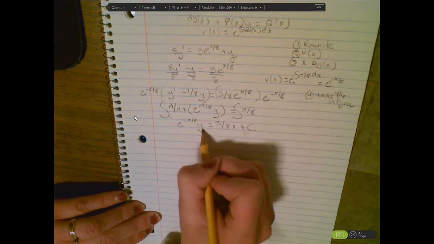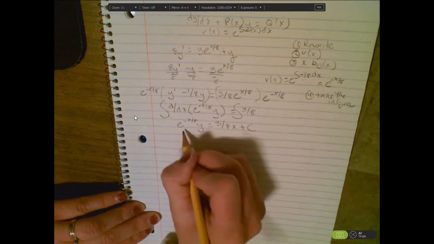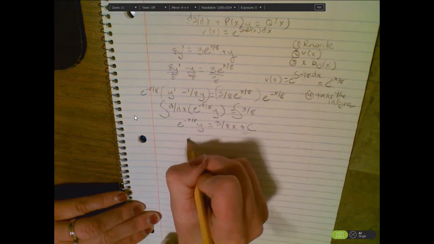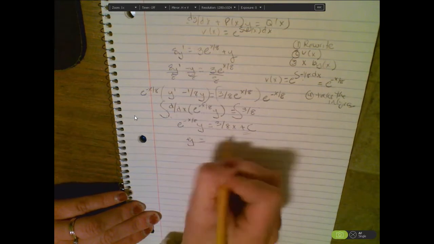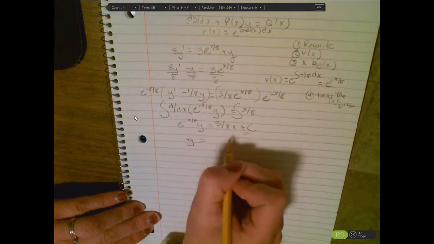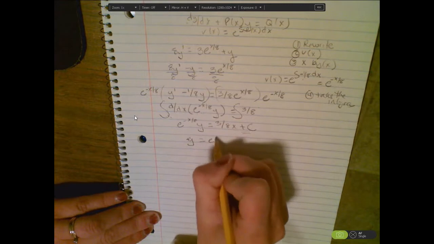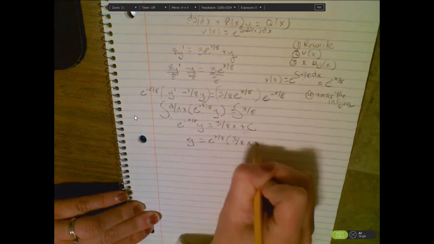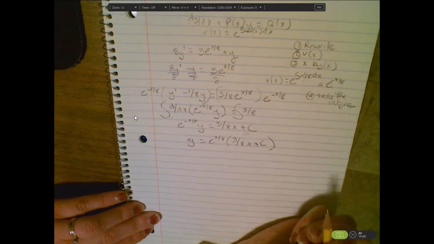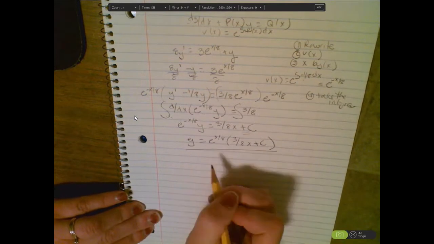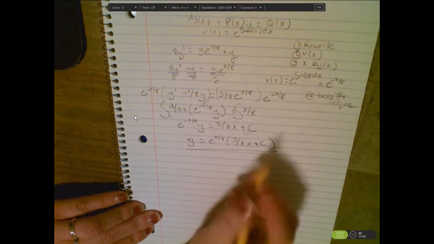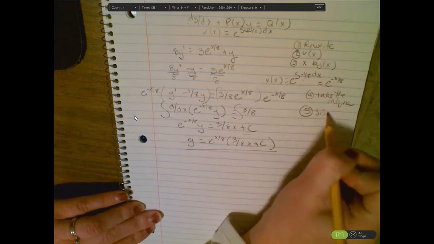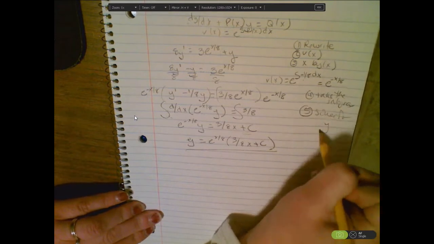Now we want to solve for y, so all we're going to do is divide both sides by e to the negative x over 8. Dividing by that, I can actually just bring it up to the top as e to the x over 8 positive, times 3/8 x plus c. And this is our solved equation. So I took the integral, and the last step is just solve for y.